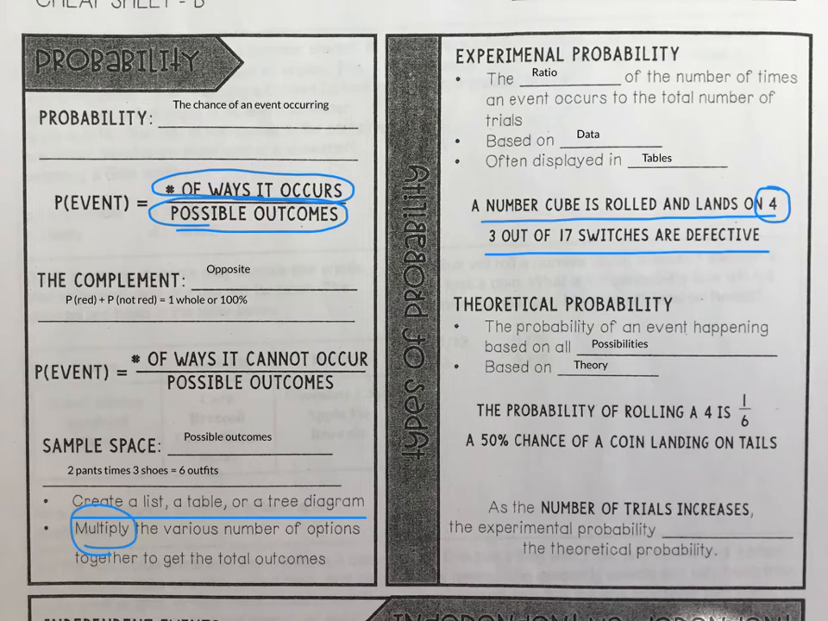So an example, the probability of rolling a 4 on a dice is 1 out of 6 because there's only 1 four out of 6 sides. Or a 50-50 chance for heads versus tails on a coin, or 1/2. As the number of trials increases, meaning the more I roll the die or spin the spinner, the experimental probability gets closer to the theoretical. So we talk about with experiments, the more experiments I do or more trials I do, the closer those two get together.